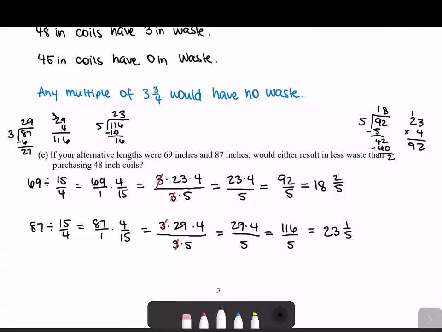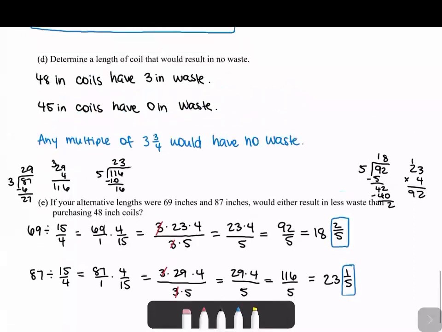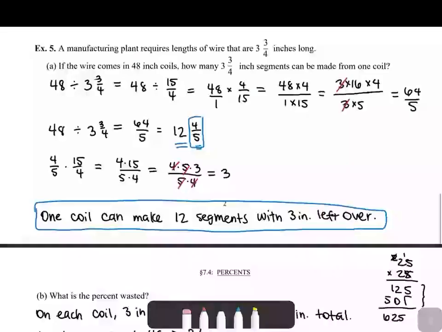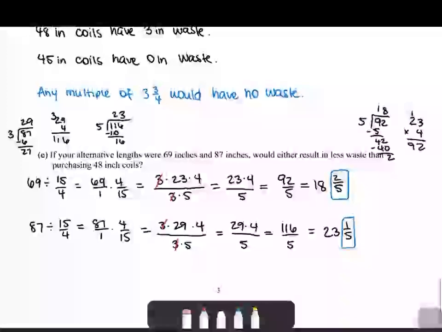Okay, there we go. So remember that our fractional part gives us the waste, right? In this first one, we can get 18 segments with 2/5 of a segment left over. And in this second one, we can get 23 segments with 1/5 of a segment left over. And so what we're really comparing is 1/5, 2/5, and up here at the top, 4/5, based off our initial coil of 48 inches. So 4/5 is bigger than 2/5 and 1/5.